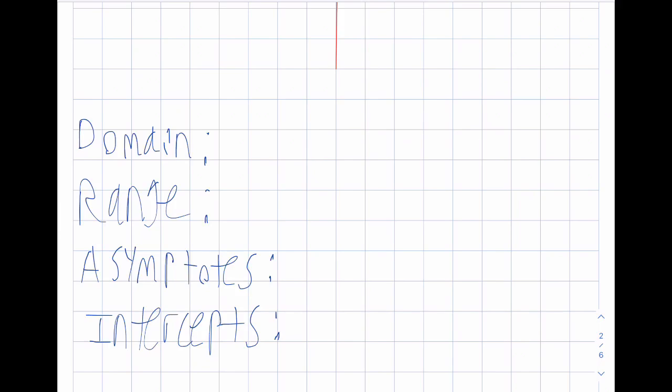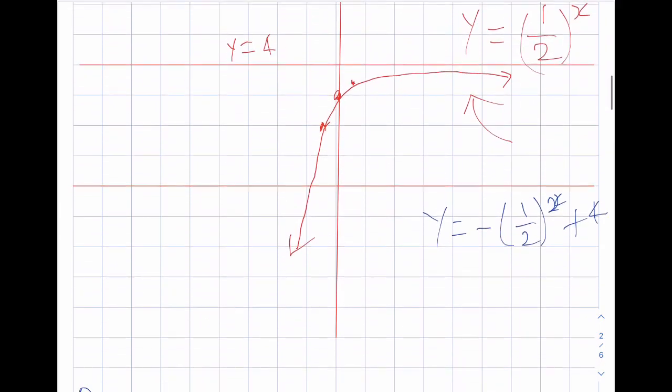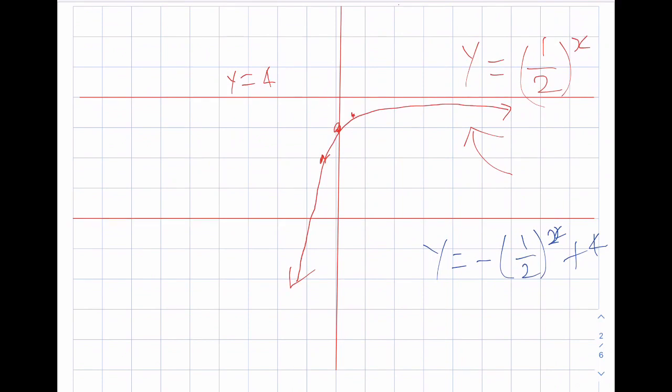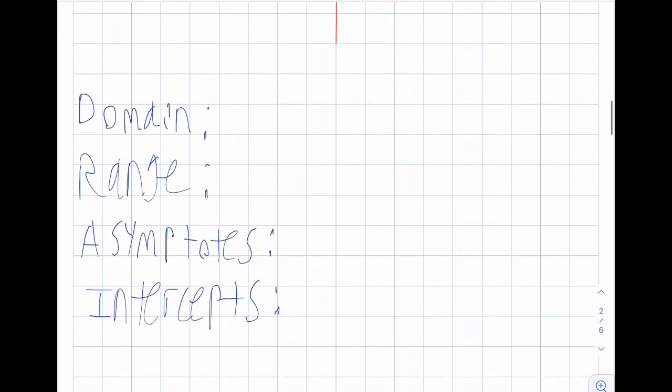Alright guys, now that we drew the graph, let's move on to the domain, range, asymptotes, and intercepts. So first, let's look at the graph here, and let's try to find out what the domain is. It looks like x goes on forever to the right, and it goes on forever to the left as well. So we can say that our domain is x is part of the real number system, where x goes to infinity while being a real number.